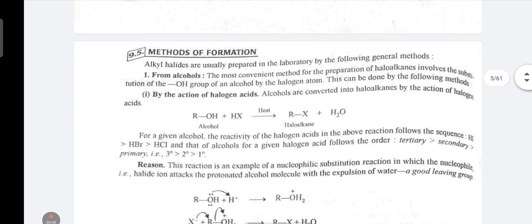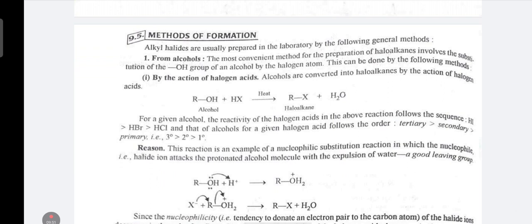Method of formation. Alkyl halides are usually prepared in the laboratory by the following general methods. Firstly, we will discuss their preparation from alcohol. The most convenient method for the preparation of haloalkane involves the substitution of the OH of an alcohol by a halogen atom. This can be done by the following methods.